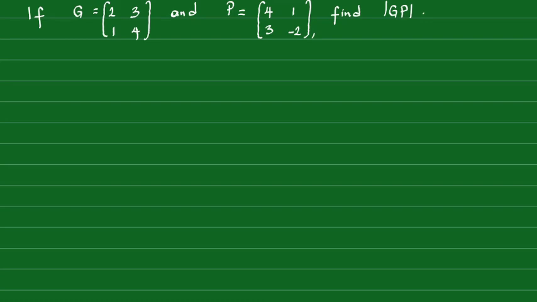If the matrix G has the following elements, bracket open, 2, 3, 1, 4, bracket close, and the matrix P has the following elements, bracket open, 4, 1, 3, minus 2, bracket close, find the determinant of the matrix GP. Quickly, we dive into this by writing solution.